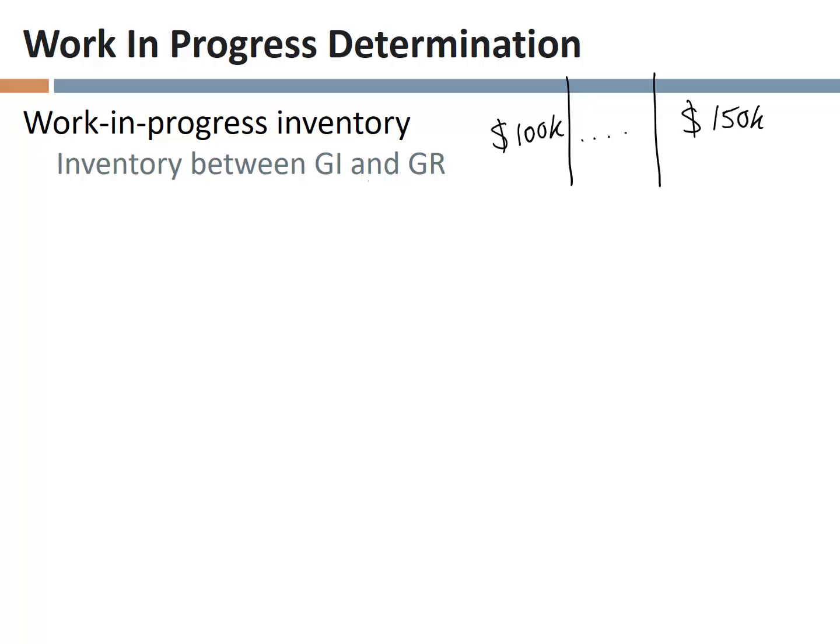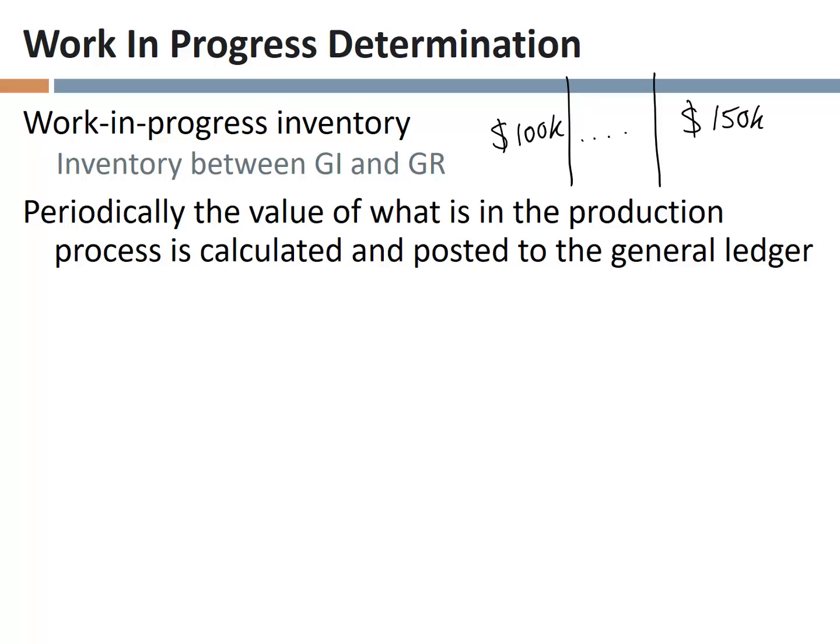So if we get to the end of a closing period, we have to account for the fact that in this gap here, it looks like materials just disappeared in terms of our general ledger, but they really didn't. And so we will periodically have to value what is actually in the midst of the production process. And we will post that value to the general ledger.